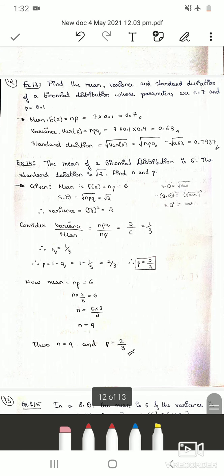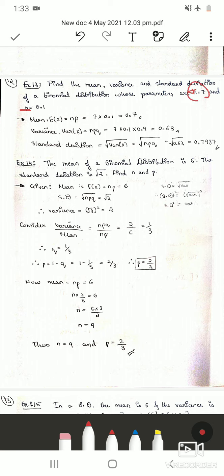The 13th problem can be asked for 2 marks. Find the mean, variance and standard deviation of a binomial distribution whose parameters are n equal to 7 and p equal to 0.1. If they have not mentioned n or p, and have directly given the parameters 7 and 0.1, then it is understood that p always lies between 0 and 1. It can't take the value 7. Therefore 7 is your n and p is 0.1.